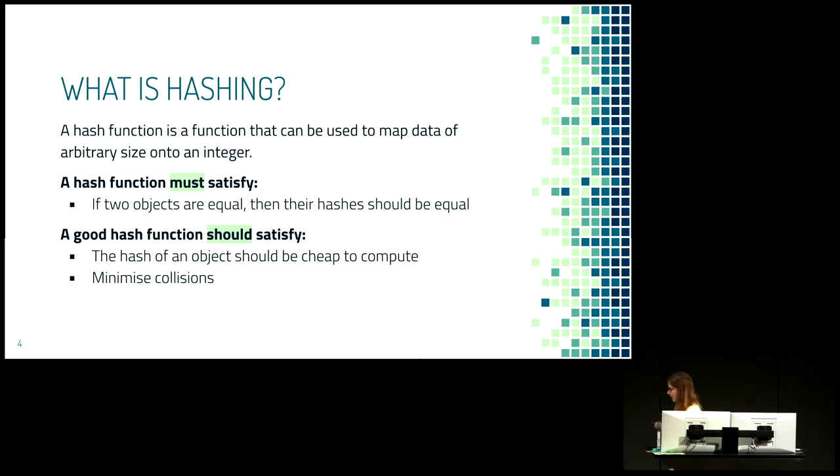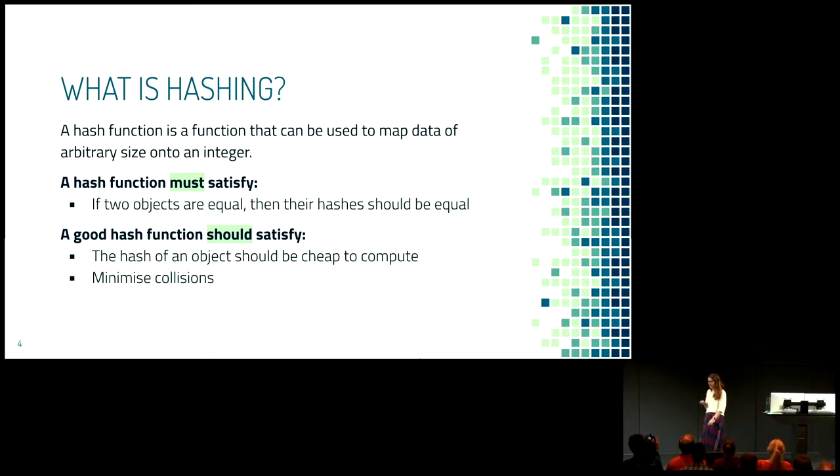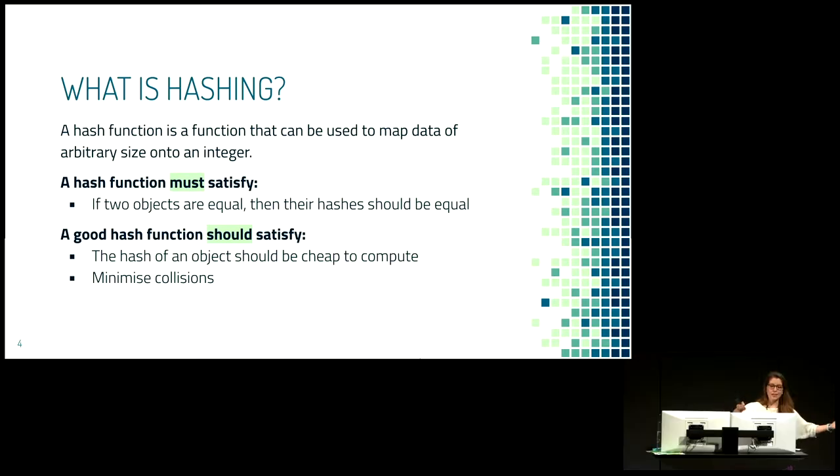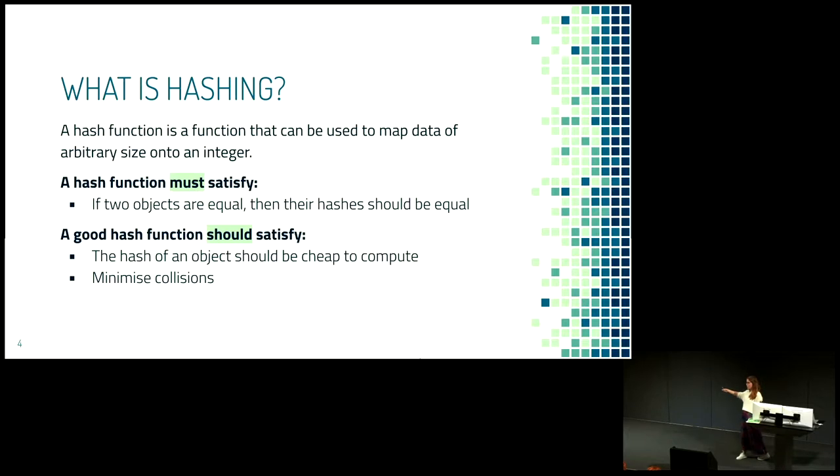So let's start with hashing. Let me start from the beginning, just in case someone is not familiar with this. I don't want to lose anyone right now. So what is a hash function? A hash function is a function that can be used to map arbitrary size data into an integer. And it must satisfy that if two objects are equal, then their hashes should be equal.